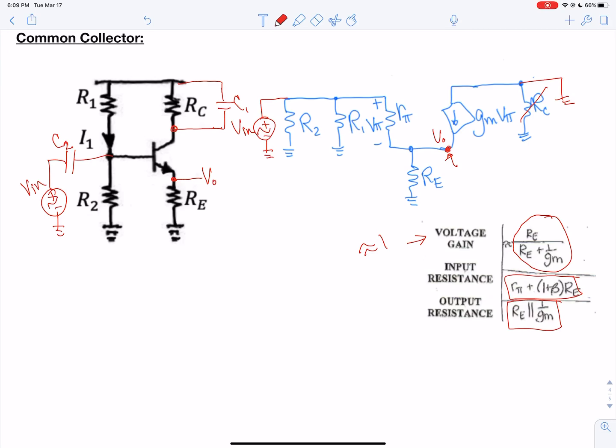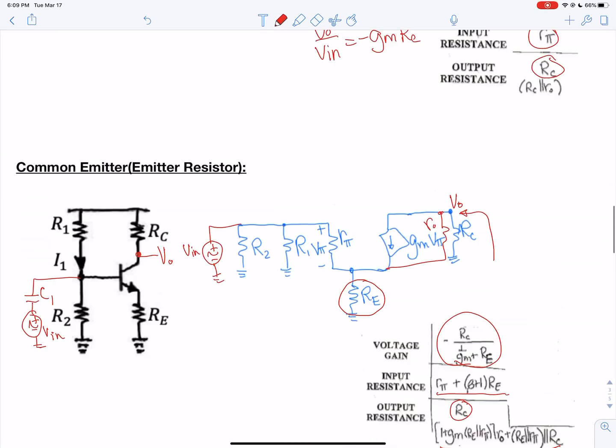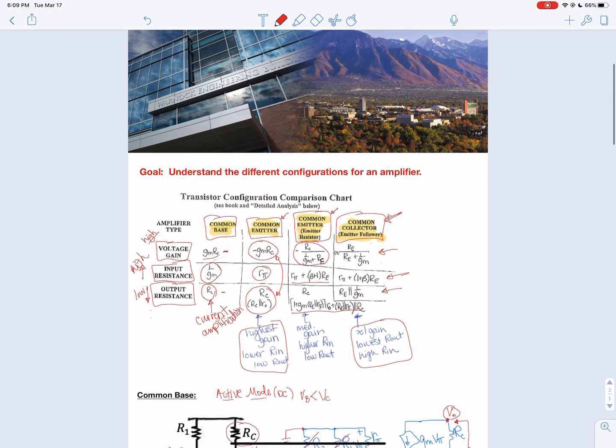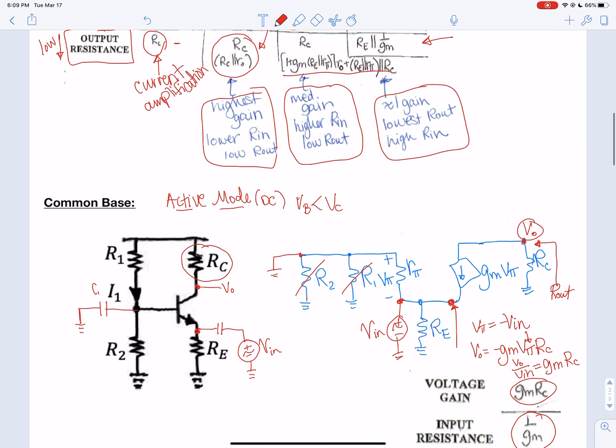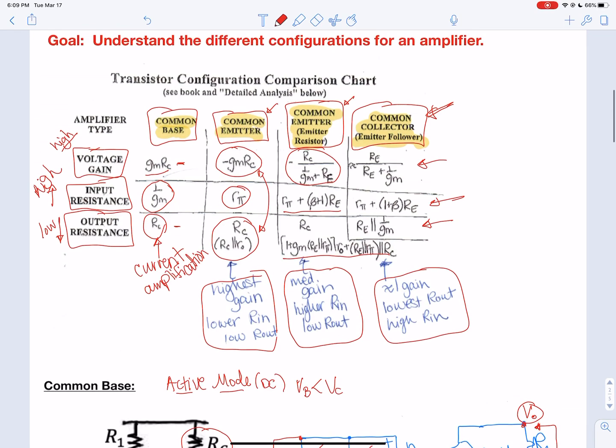So for each of these configurations, we saw above kind of the advantages of each one. And then I showed you in the design where to put the capacitors to create these different configurations. And as I said before, you can also cascade these, so you can put a common emitter first and then a common collector right after it, so that you can have a high gain.